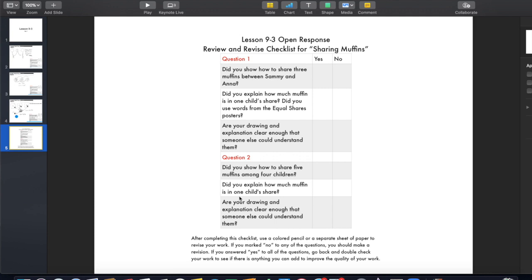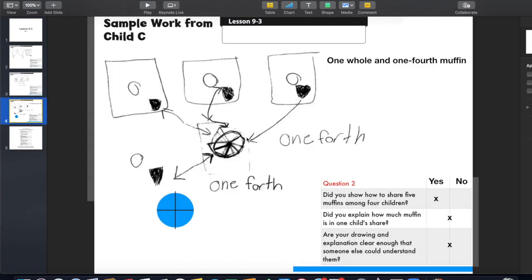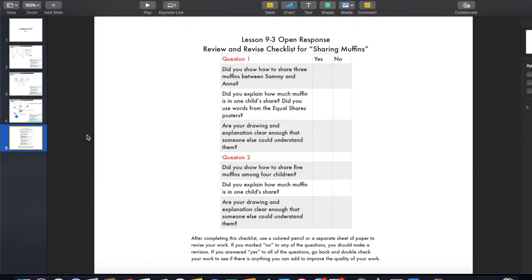I wouldn't erase because like you can see in Student C, it gets a little messy and hard to read and you can't see your thinking. So I would just use a colored pencil or draw a new picture either at the bottom or on a separate sheet of paper, and then post your new answer or your revised answers on Seesaw. When you finish all of that, make sure to complete the math boxes on page 226 for review.